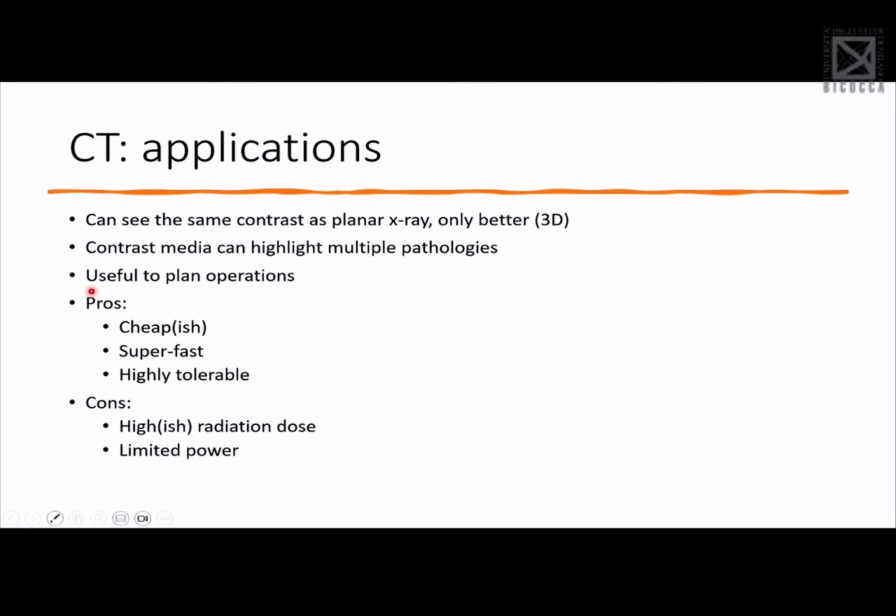The pros of this methodology is that it's relatively cheap, not like 10 euros a scan as for a thorax X-ray, but without contrast media, a single scan can be 100 or 150 euros. With contrast media, it depends a lot on the number of sequences that you get, because as we stated, you put the patient on the table, then you acquire an image, then you can inject contrast media and acquire a sequence in the arterial phase, then you can do a second one, and each one increases the cost, also because it takes time to read them.